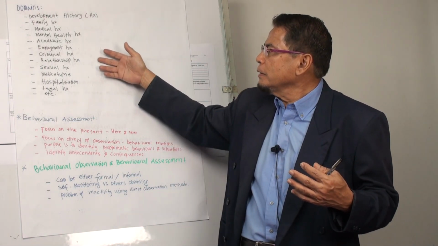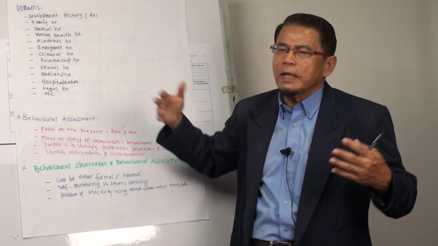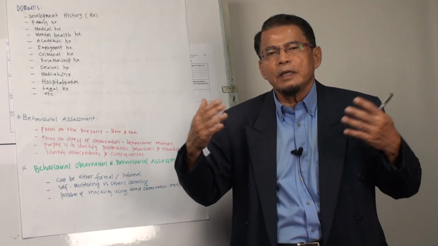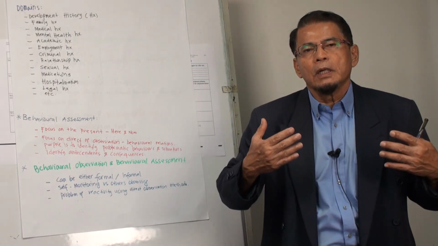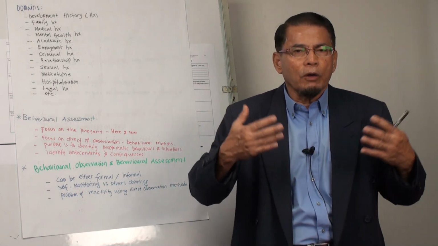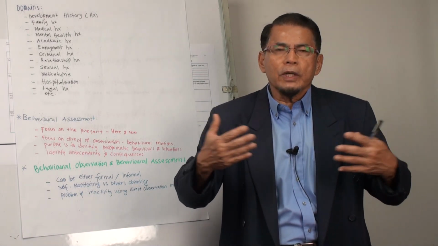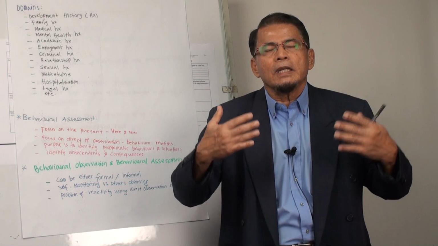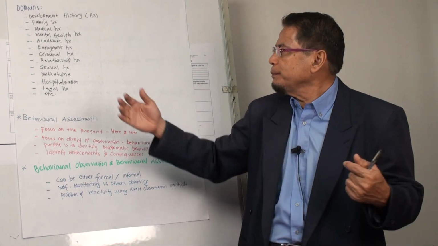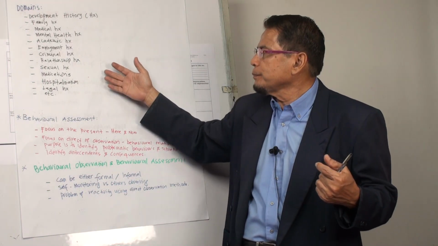Then your relationship history: what is their relationship with their family, with their father, mother? If they have a wife, what is the relationship with their wife, with their children, with their office colleagues, and so on. So there is a whole spectrum of social interaction which can give an indication of the problem of the person.